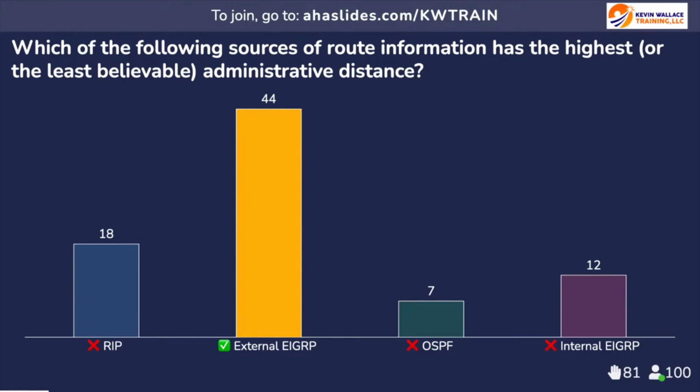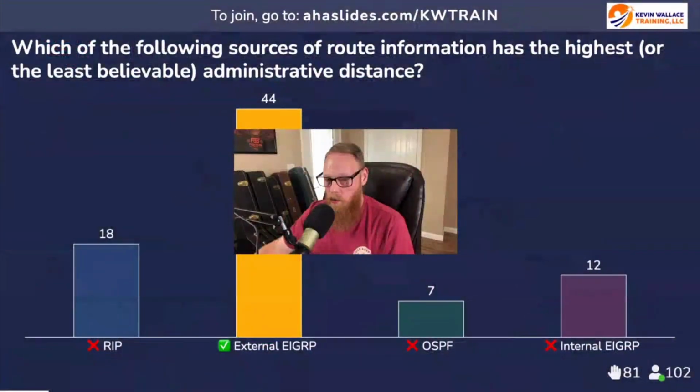So the administrative distance, if we look through all of these options, when we're talking about RIP, the administrative distance is 120. When we have external EIGRP, which means we're talking about routes that are being injected into EIGRP from another autonomous system, that one is 170.